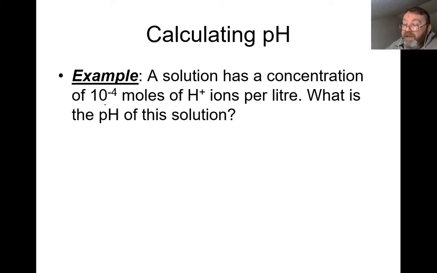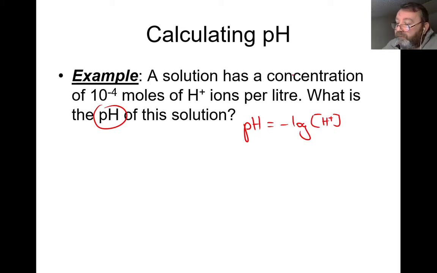Now look, every time you hear the word pH, will you simply please write down the formula? pH equals minus log of the hydrogen ion concentration. And then you scan the question for the hydrogen ion concentration. And there it is, a concentration of 10 to the minus 4. So therefore the pH will be minus the log of 10 to the minus 4.